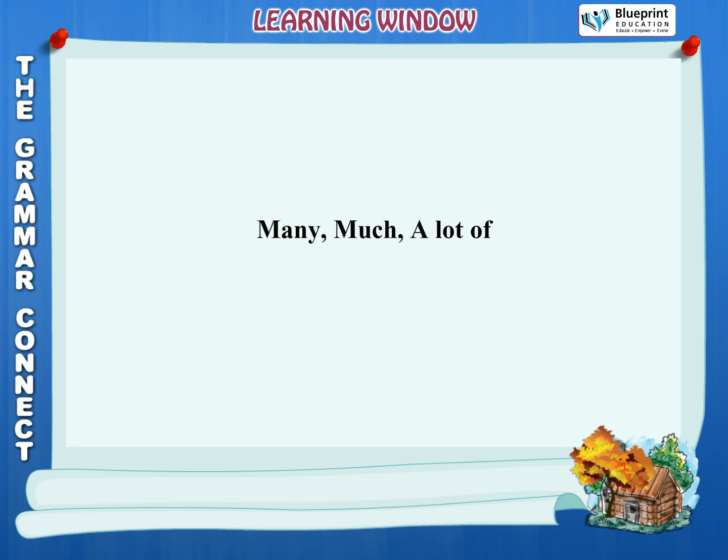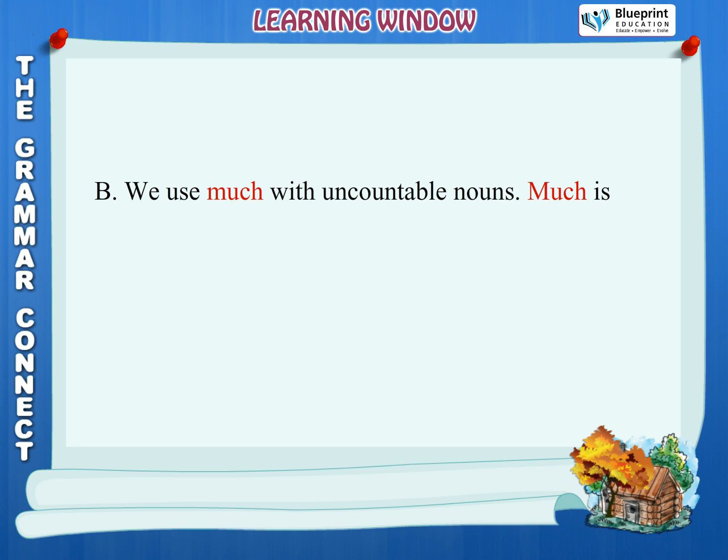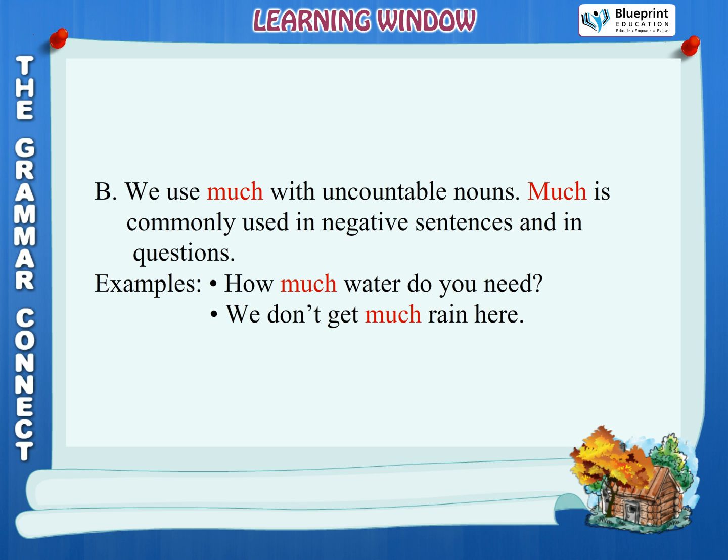Many, much, a lot of. A. We use many with countable nouns in plural form. Example: she has many dolls in the box. B. We use much with uncountable nouns. Much is commonly used in negative sentences and in questions. Examples: how much water do you need? We don't get much rain here.